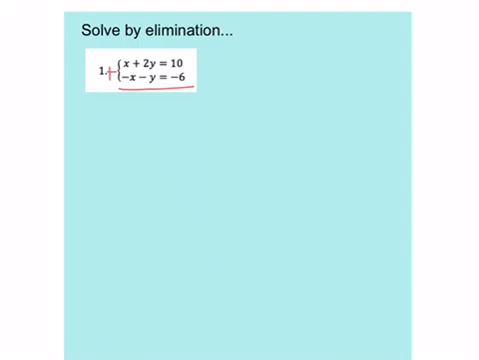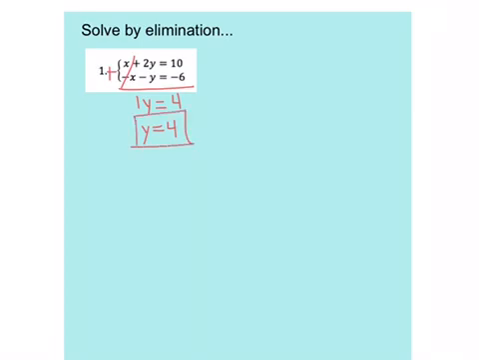Well, I know when I'm looking at this that my x's are going to cancel out because an x plus a negative x gives me 0. So I'm going to do 2 plus a negative y, gives me 1y, and 10 plus a negative 6 is going to give me 4. So I get 1y equals 4. That's the same thing as saying y equals 4. So I know my first thing is y equals 4.